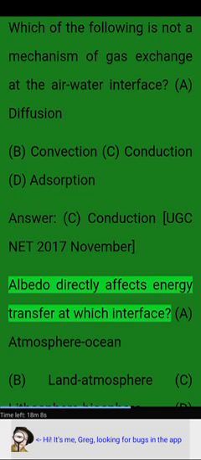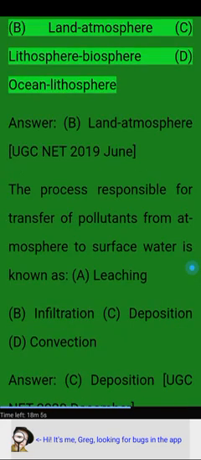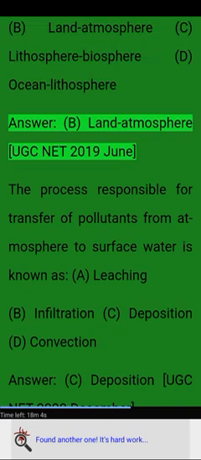UGC NET 2017 November. Albedo directly affects energy transfer at which interface? A. Atmosphere-Ocean. B. Land-atmosphere. C. Lithosphere-Biosphere. D. Ocean-Lithosphere. Answer: B. Land-atmosphere.